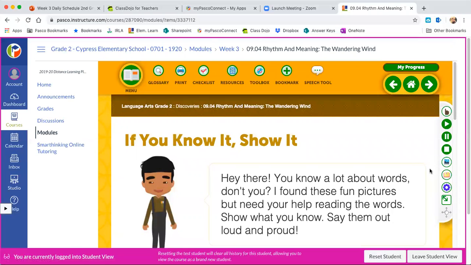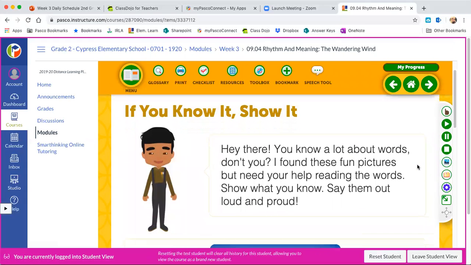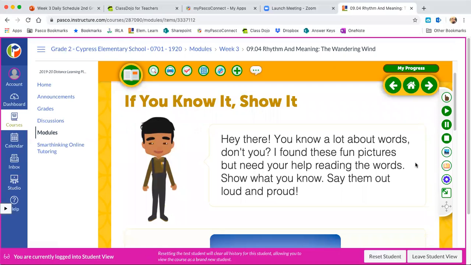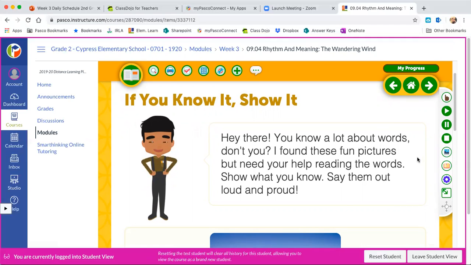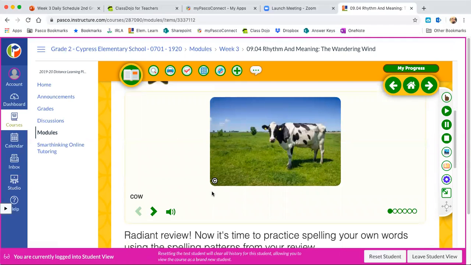Okay, so here it is. If you know it, show it. So he's telling you here that you've learned a lot about words, and we are going to continue practicing words. So if I scroll down here, I want you guys to notice these little green arrows that look like part of a triangle. If you see those on a page with these little dots like this, that means that there are slides here for you to click through.